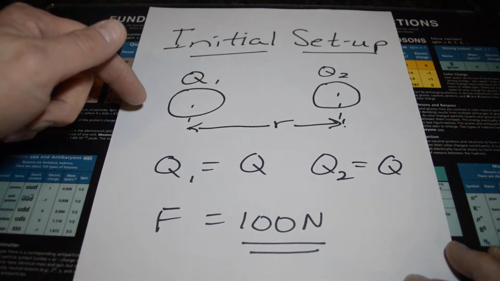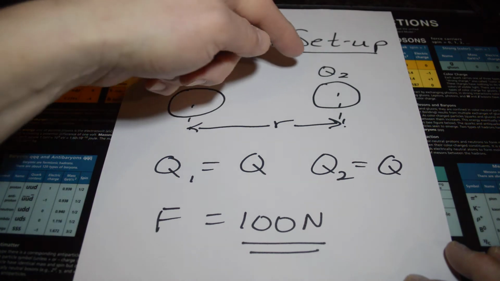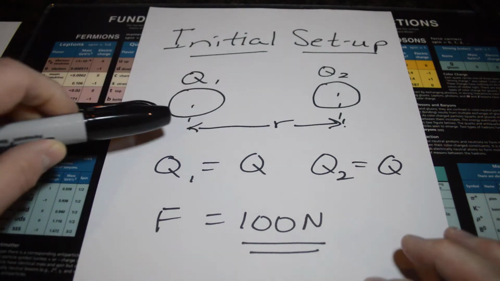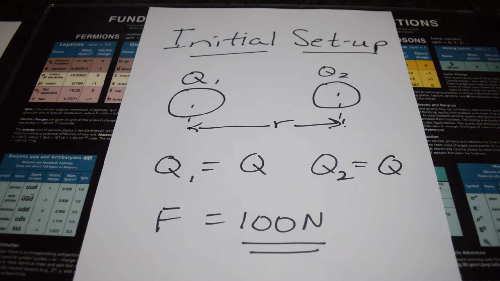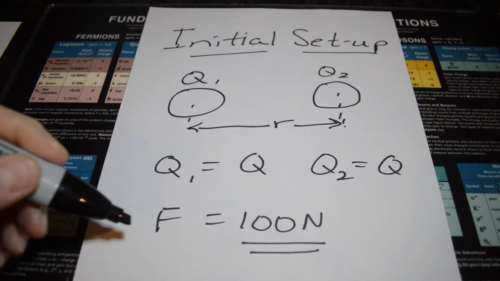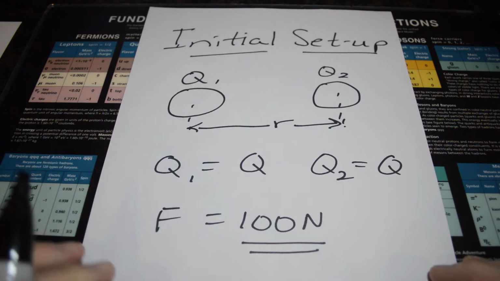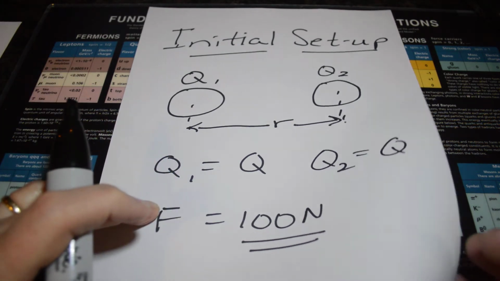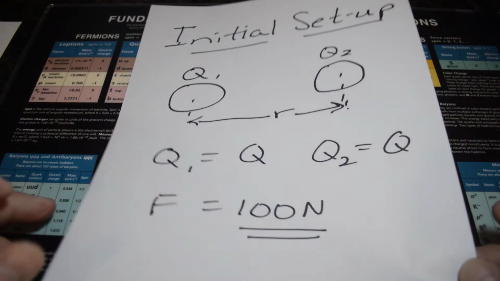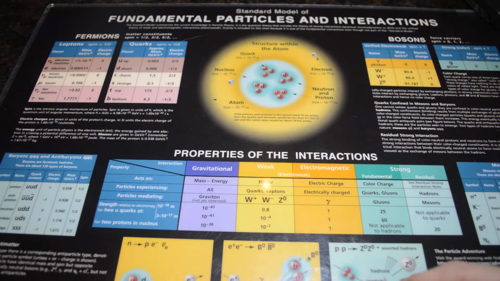We have two charges, Q1 and Q2, separated by a distance r. In this case, we're calling Q1 Q and Q2 equal to Q. And if that's the case at a distance of r, the force is 100 newtons. We're going to compare all of these cases to that original case. We may bring that back if we need to.